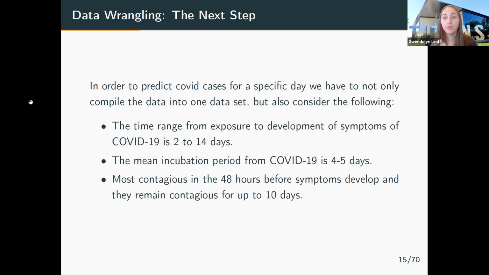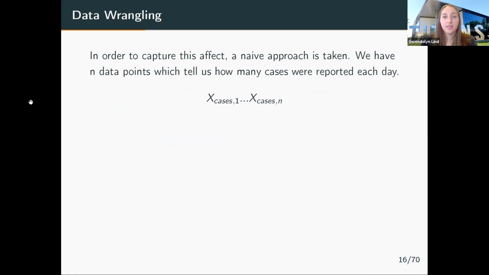Next, when are you most contagious? Research suggests that people are most contagious in the 48 hours before symptoms develop, and they remain contagious for up to 10 days after onset symptoms. So we need to recognize the importance of those facts I talked about previously and apply that understanding to our data set.